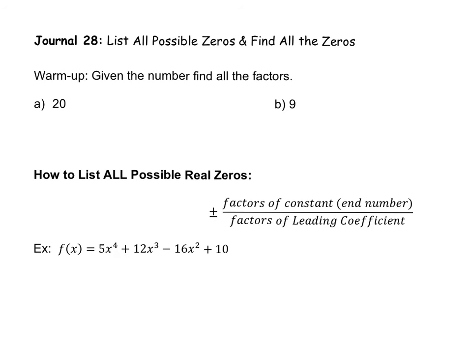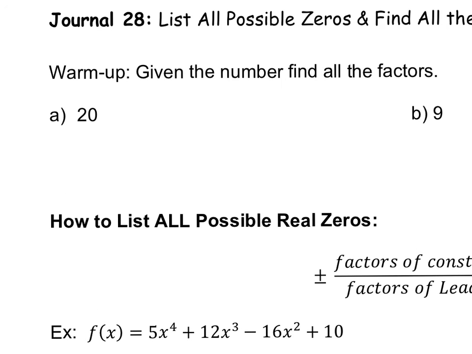So let's start off with a warm-up problem where we're finding the factors of a number. We're given 20 and we have to find all its factors. I'm going to start from the lowest number to the highest factor. When I'm thinking about factors, I'm thinking about what number divides into that number. I know 1 always divides into anything, so 1's a factor.